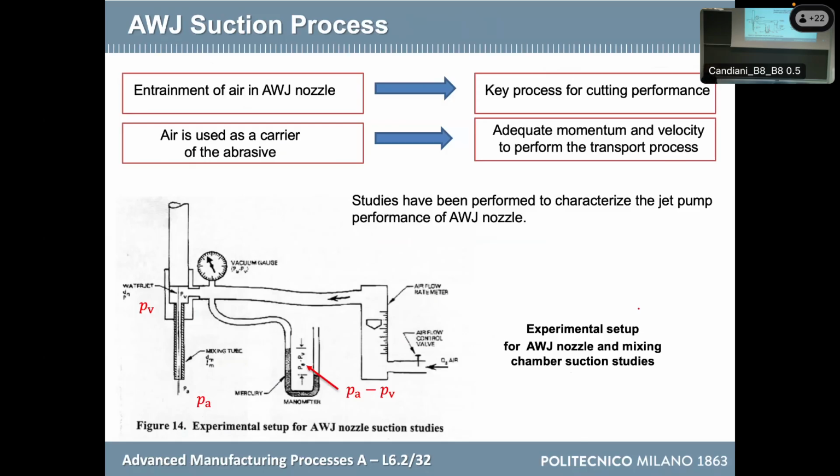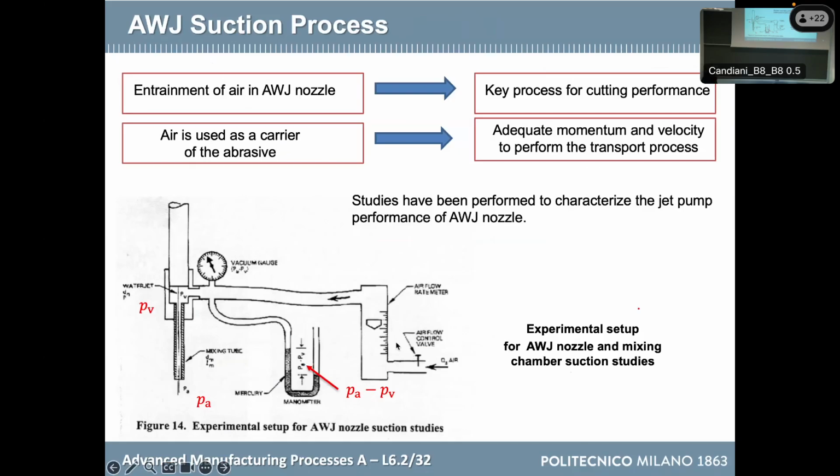So in other words, what I'm telling you is that the environmental pressure is 1 bar, for example, and PV is 0.30 bars, for example, or 0.20. This happens because the jet is able to entrain the air, so it is dragging the air, and for this reason it is creating a vacuum, okay? And I can measure that vacuum with this manometer here, and so I can measure the delta between the ambient pressure and the vacuum pressure. This delta is responsible for creating the flow of air.